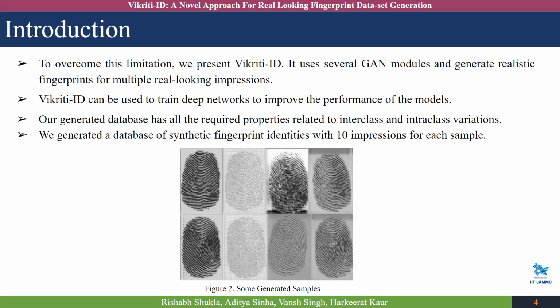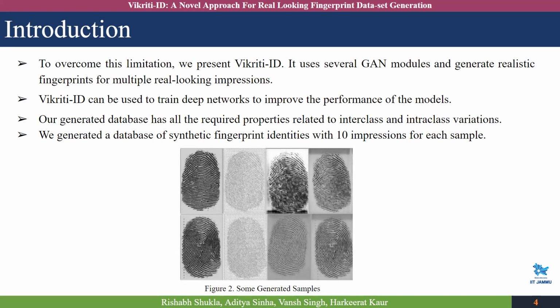Our generated dataset also contains intra-class properties. It means if impressions have the same unique ID, then they must match and have a high score while matching. If they belong to different unique IDs, then the impressions should not give a high score when we are matching them. We generated 10 impressions for each ID in our work, and we can increase or decrease this number. It is up to us. Whatever you want, we can do it here. It is a flexible model.